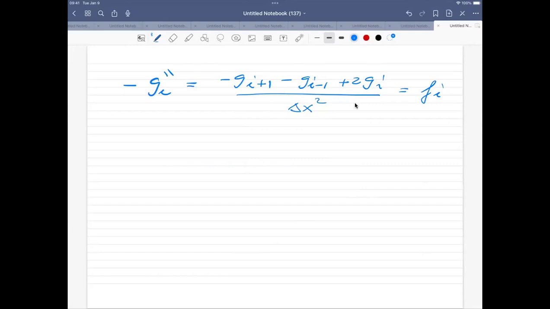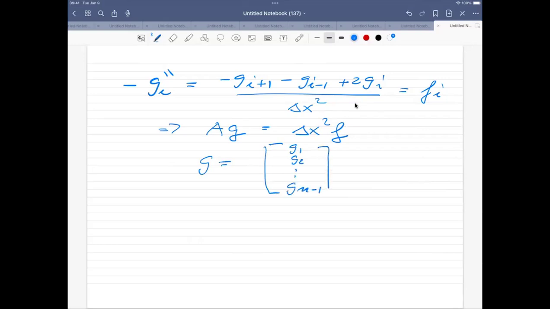So you would often see this rewritten in terms of a matrix A times an unknown vector g, and that is equal to some vector f multiplied with delta x squared. And this g is now simply going to contain the unknown points because we know the endpoints. So we would have a g1, a g2, up to a g of n minus 1. These are the unknown points because we know the endpoints. So g0 and gn have been fixed to be 0.